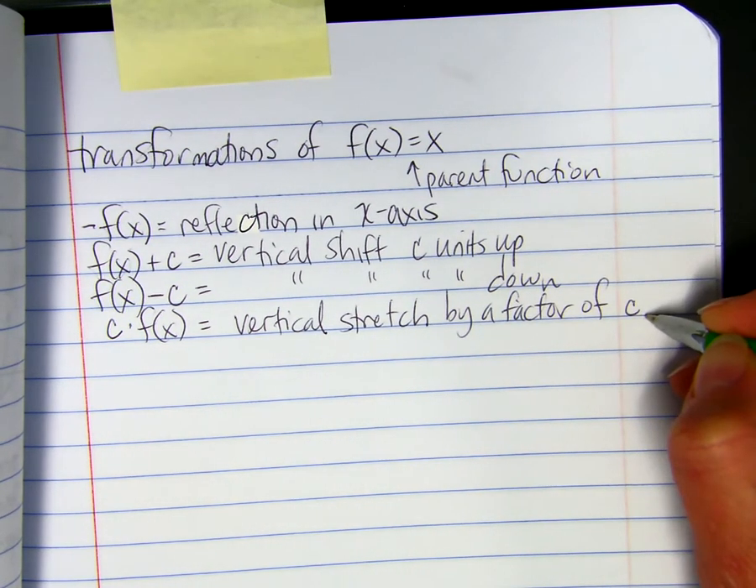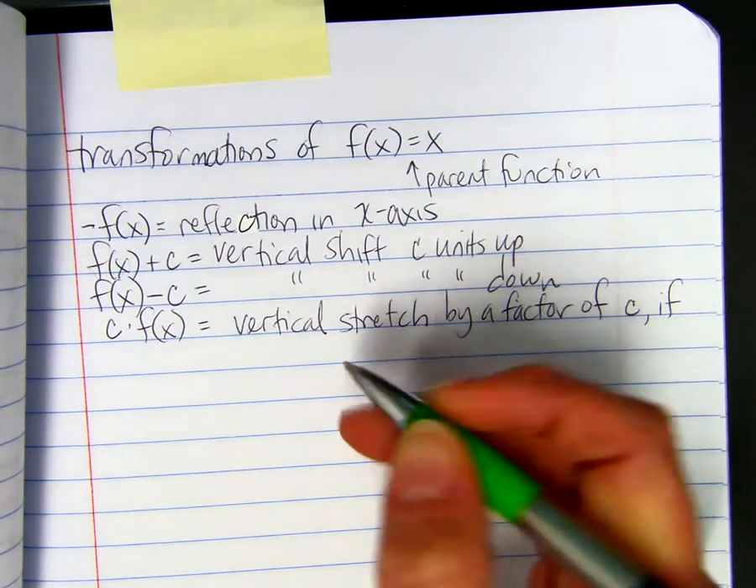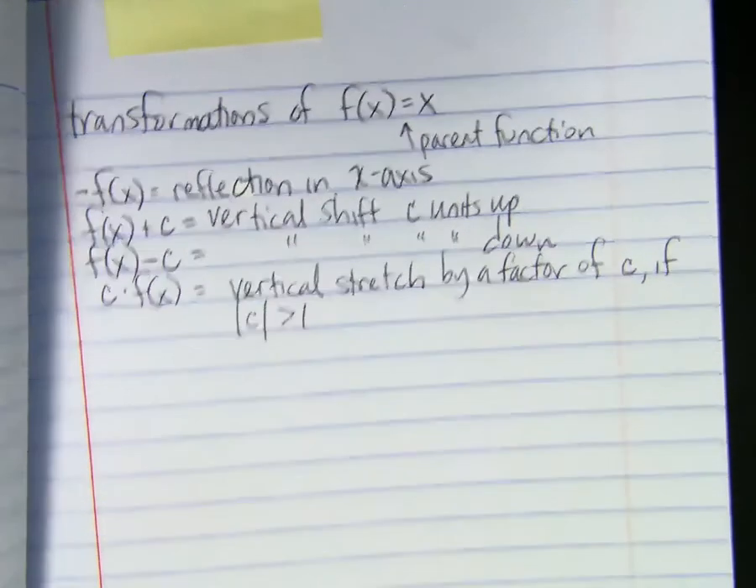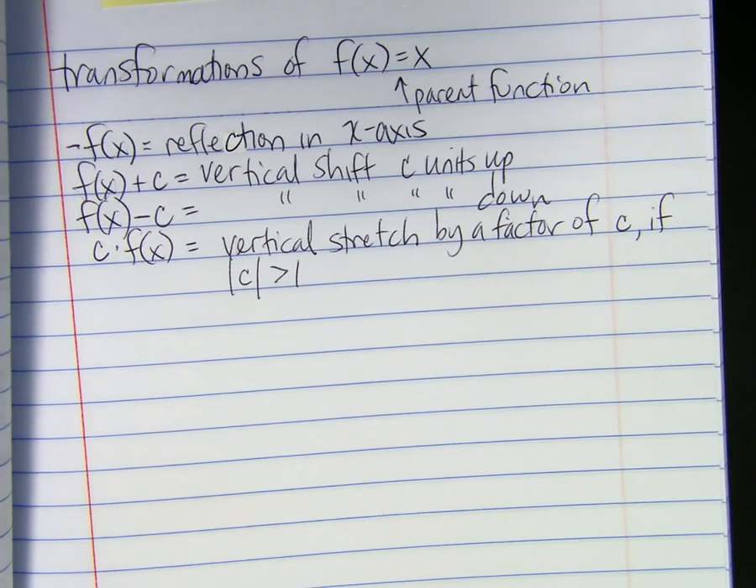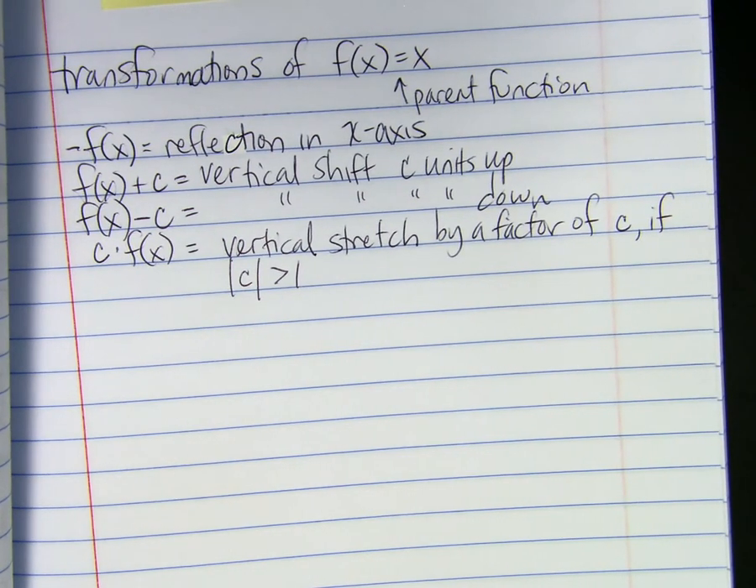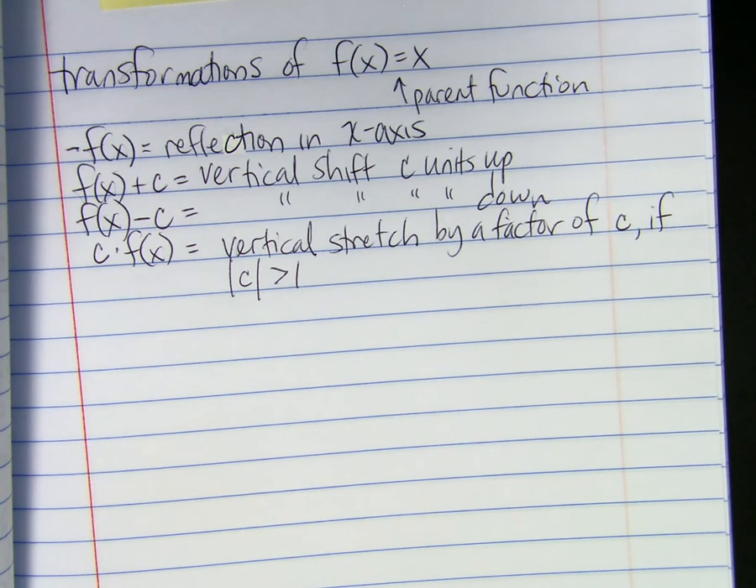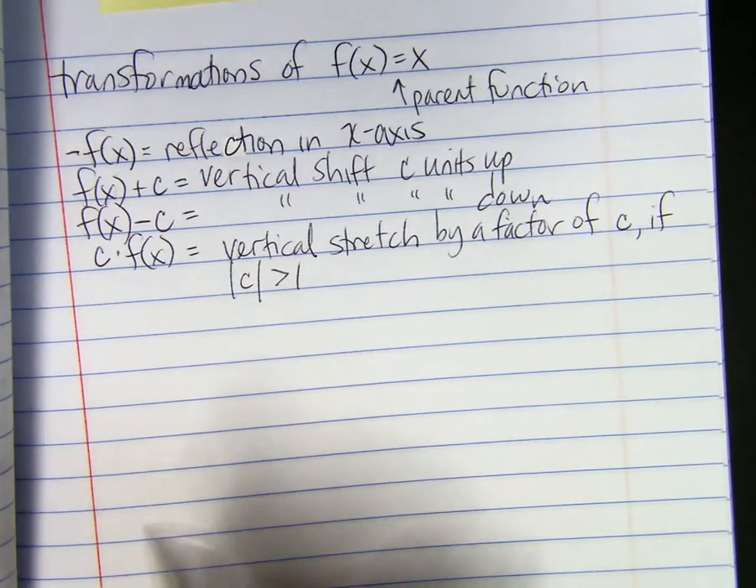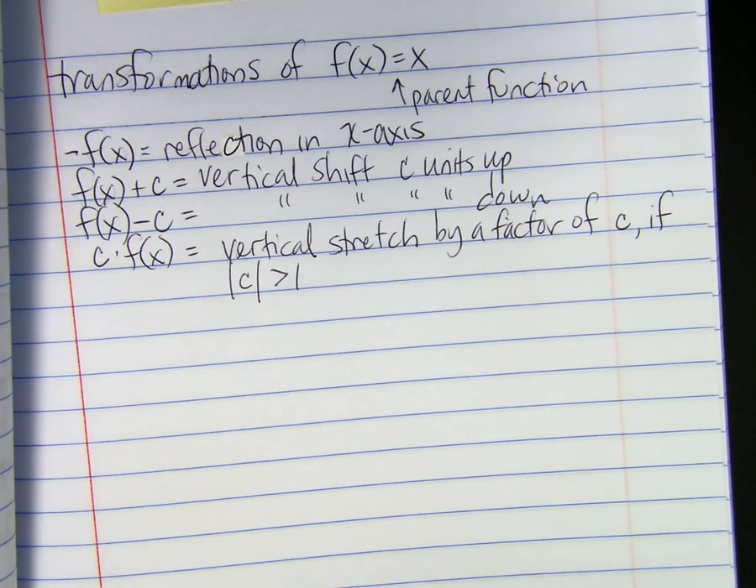if, and only if, the absolute value of C is greater than 1. So that just means a mixed number or a whole number. Even if it's negative, it'll still be vertically stretched. If it's negative, it'll just be reflected in the x-axis.